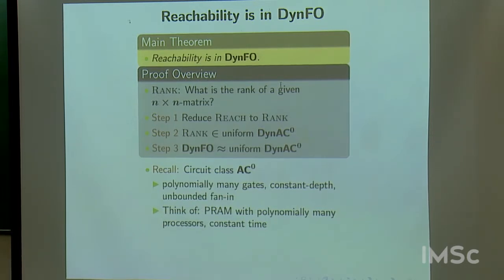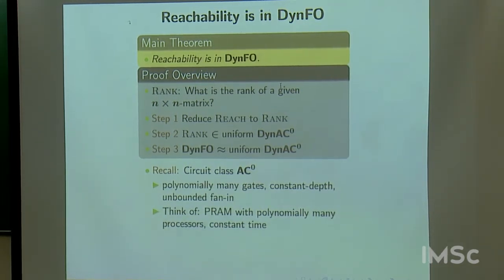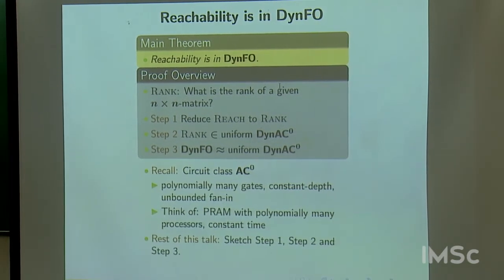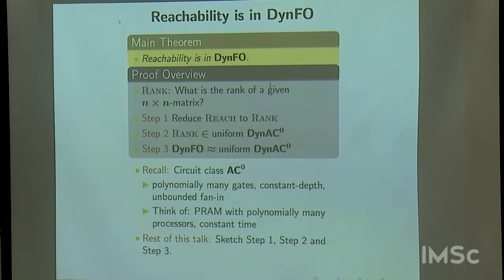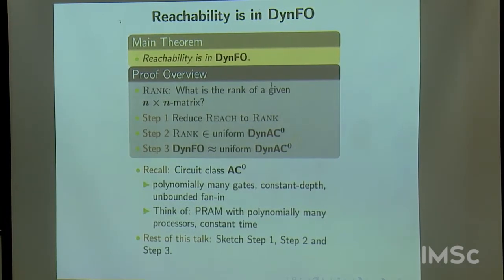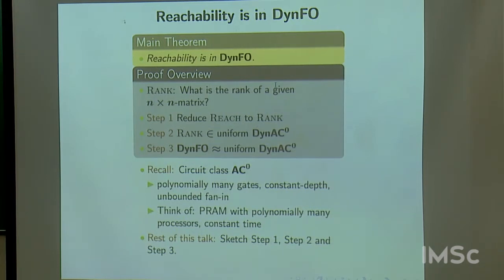So just to remind you again, circuit class AC0 is polynomially many gates, constant depth, unbounded fan-in. You can also think of this as a CRCW PRAM, for those of you who are more interested in parallel computation, with polynomially many processors and constant time. Correct? So DynFO is somehow the analog of DynAC0. AC0 is the analog of FO by Barrington, Immerman, Straubing. I guess, people correct me if I'm wrong.